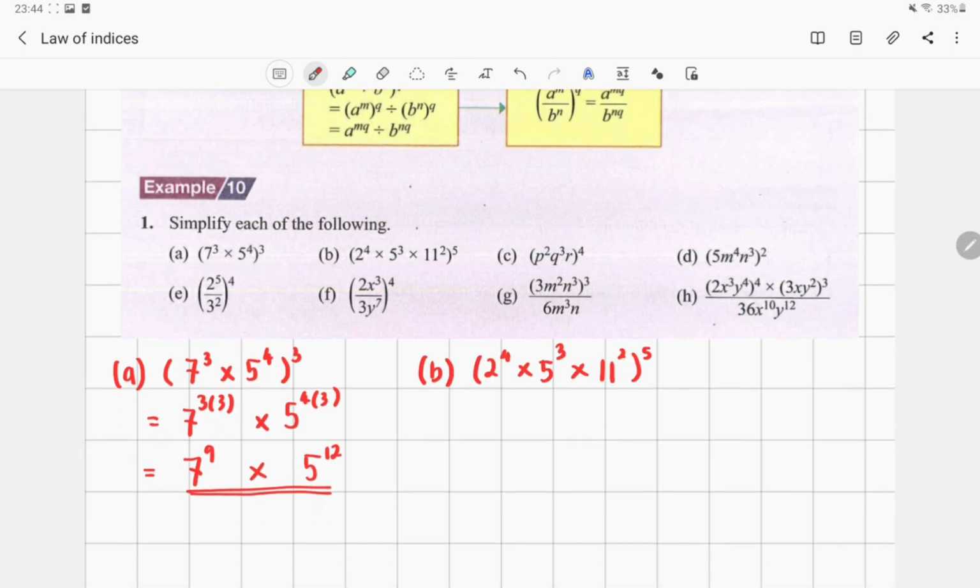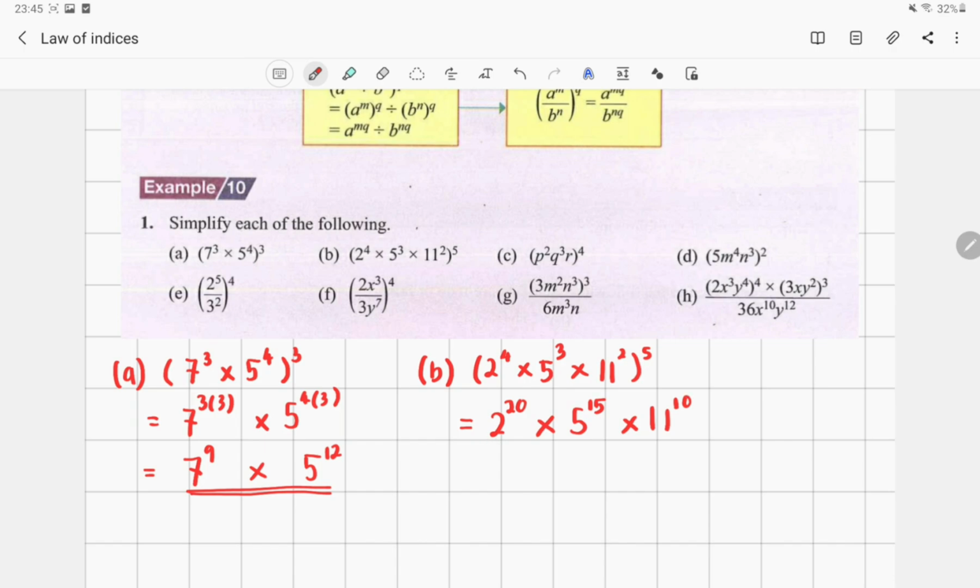For question B, (2 to the power of 4 times 5 to the power of 3 times 11 to the power of 2) close the bracket to the power of 5. How you simplify here is 2 to the power of 20, because 4 times 5, and then multiplied by 5 to the power of 15 times 11 to the power of 10.